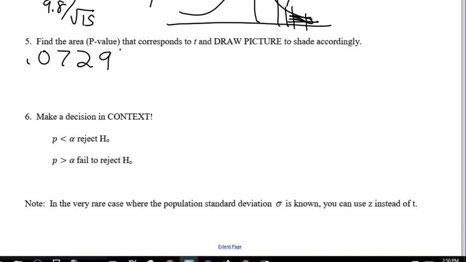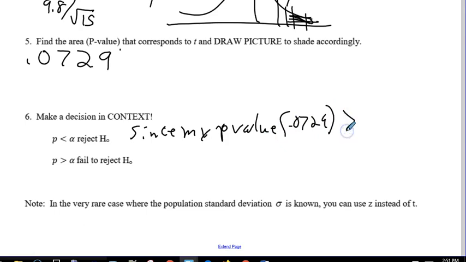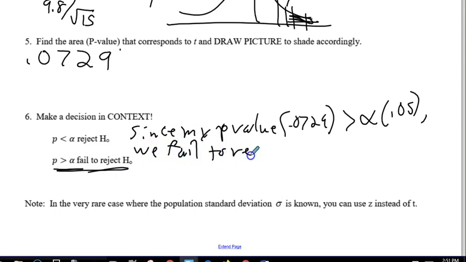So we're comparing the 0.0729 to the 0.05. 0.0729 is greater than 0.05. So, since my p-value, which was 0.0729, is greater than alpha, 0.05, we fail to reject, because remember, it was greater than, so we're going to fail to reject. We fail to reject the H0. Or you put null hypothesis, whatever. Okay? Fail to reject the H0.